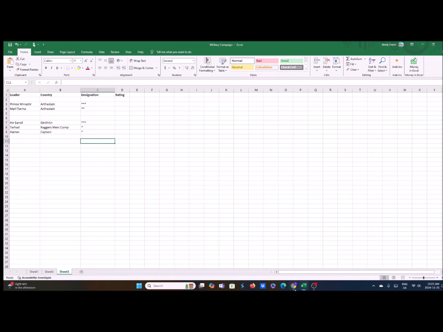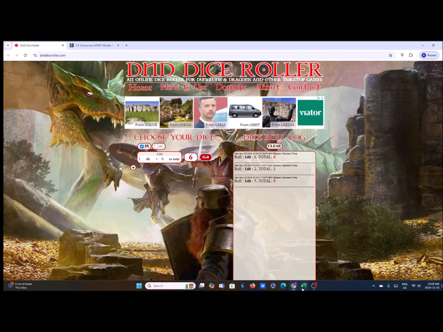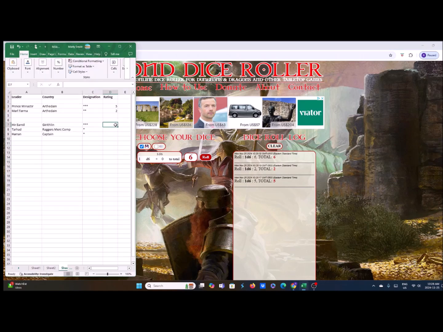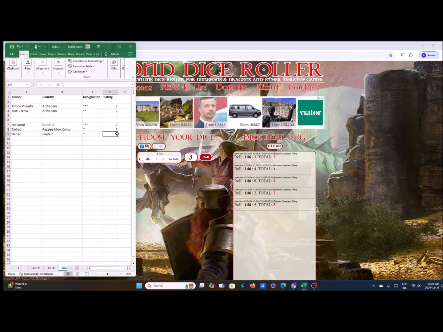Now let's go with a rating. So when we do this, 6 is going to be labeled as 0 if you get a 6. Prince Menaster is going to be a 5, and Tarma is going to be a 2. Garithlin is going to be a 0. Tarhad, though, is much better, and Harran is just a 3. So those are their ratings. But Tarhad can only command his own company and not anyone else. So as far as an army bonus goes, Arenal is a 0.